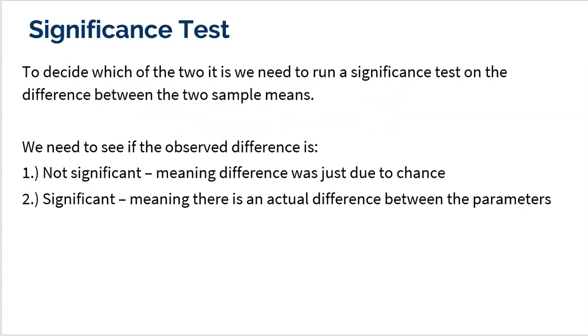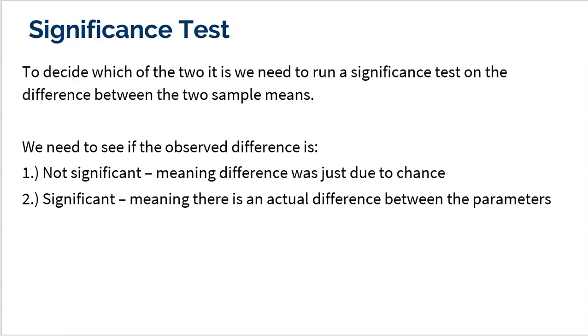And it's all very simple because we've been doing this before, right? We've explored this idea. If we deem the difference to be not significant, then that simply means the difference was probably just due to pure chance. Nothing we could do about it. It doesn't mean anything. But if we deem the difference between our two samples to be significant, then that tells us there is an actual difference between the two population parameters, in this case, the means.